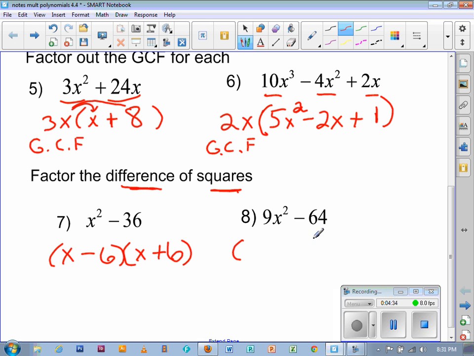Number 8 is also the difference of squares. 9 is a perfect square, x squared is a perfect square, 64 is, and we are subtracting. So we break it down like this: 3x minus 8, and then you make it 3x plus 8, making sure that the signs are different so that O and I cancel out. So this is an example of how to factor binomials that are the difference of squares, along with the GCF. So this is video number 2. We'll move on now to factoring trinomials.